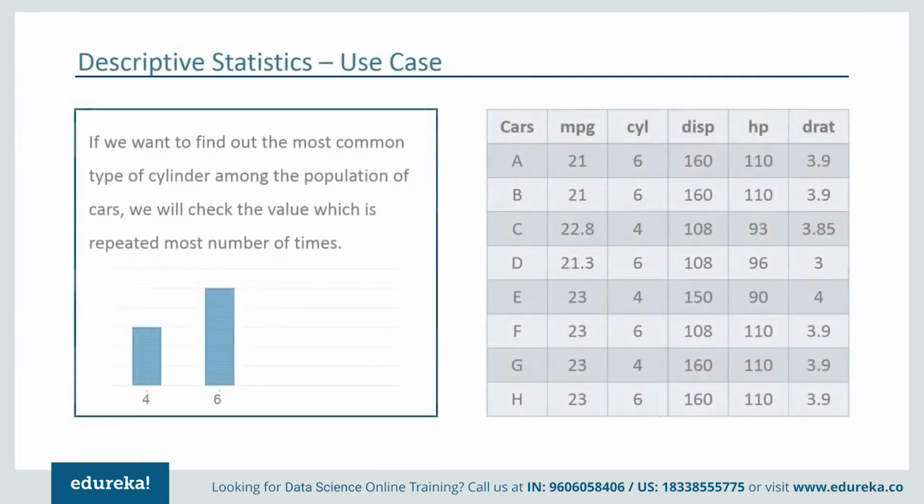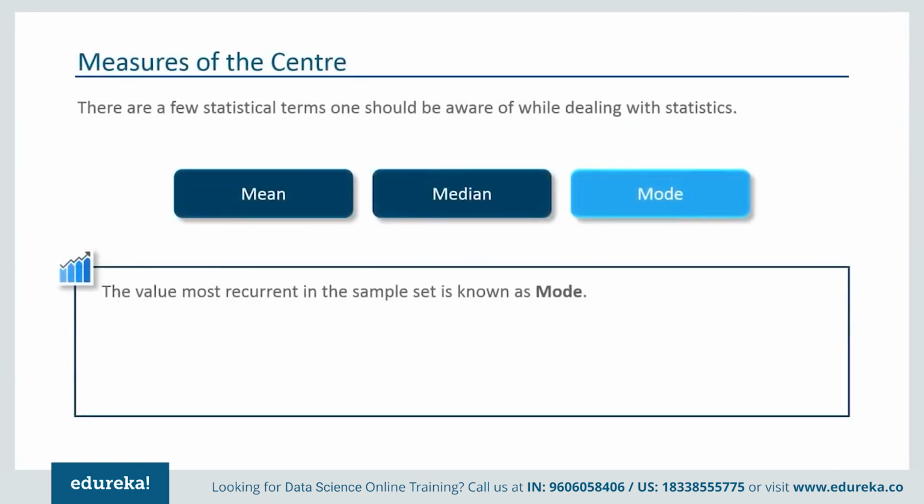Next, if we want to find out our most common type of cylinder amongst the population of cars, we will check the value which is repeated most number of times. Here we can see the cylinders come in two values, one is 4 and one is 6. So the most recurring value according to the graph, as we can see, is 6. So that is our mode, which is our most recurrent value in the sample set.